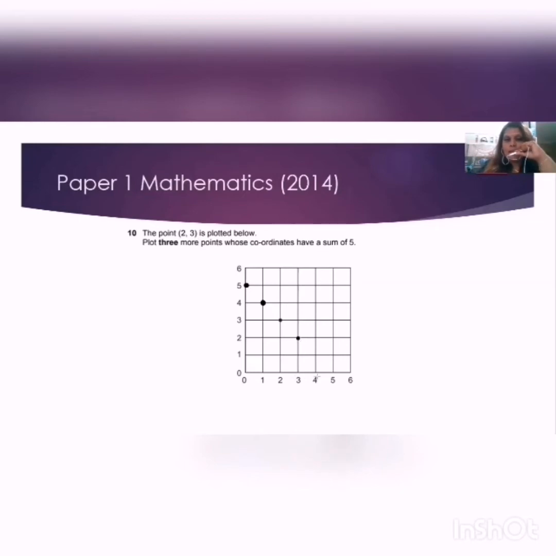And then 4 and 1, it's over here. So we'll get a sum of 5. And then the last one is 5 on axis x and 0 on axis y. So when you add both of them, you'll get a sum of 5. But here they require us to plot 3 more points only. So you can choose any of these answers below here. Now let's move to the next question.